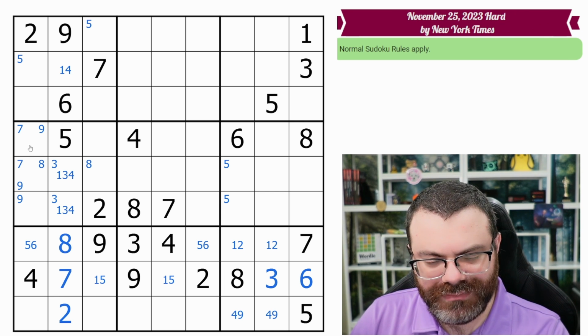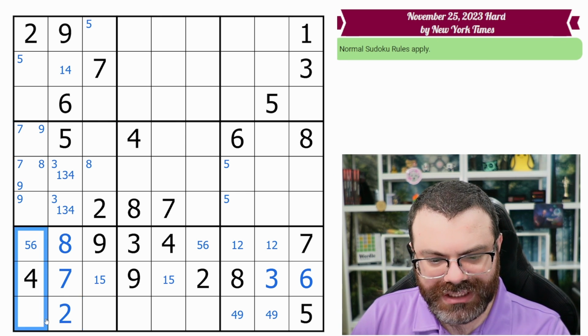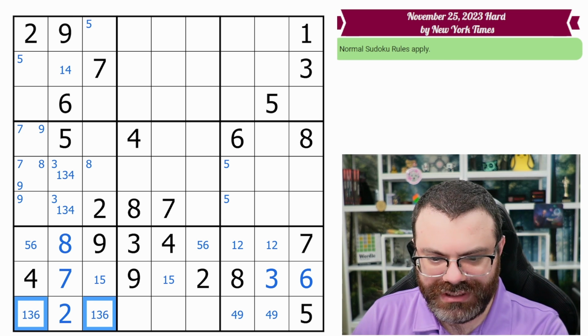So do we want to ask about 3s elsewhere? Well, this box needs a 3. That goes down here. Basically we've got 1, 3, 5, 6 left. These aren't 5 at all. So these are 1, 3, 6, and one of them's going to be a 3.